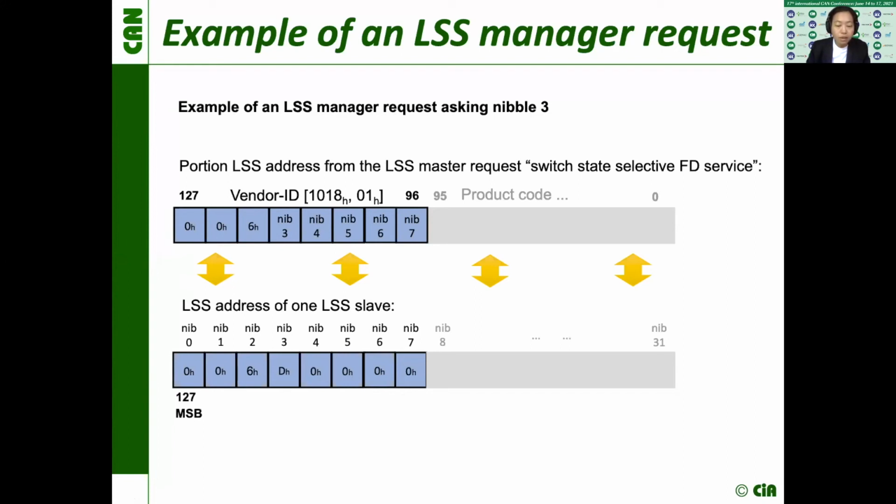Then all LSS servers receive this LS manager request with this portion address and compare it with their own address. If the value of nibble 0 to nibble 2 of the server matches the value of the manager, then this LS server will transmit an identify response using the CAN ID containing the value of its nibble 3.